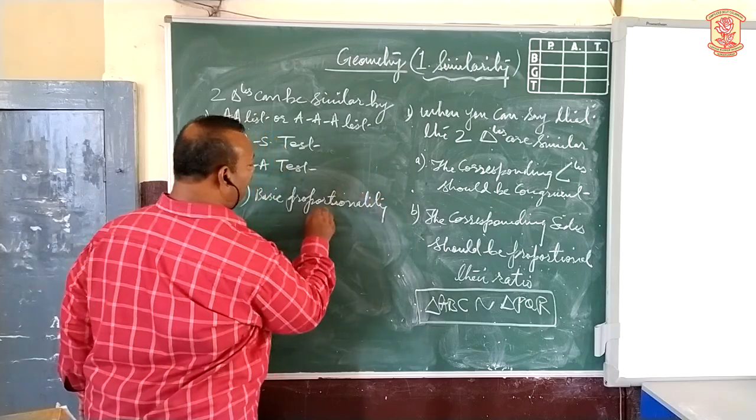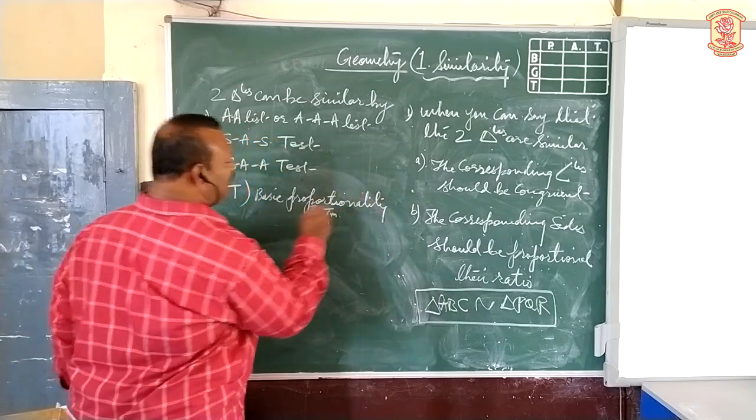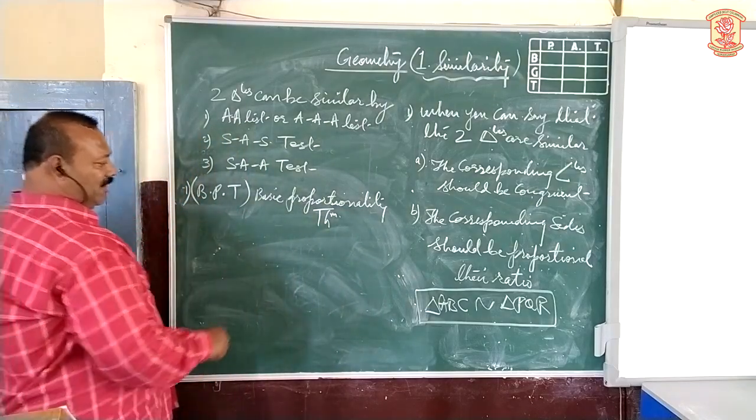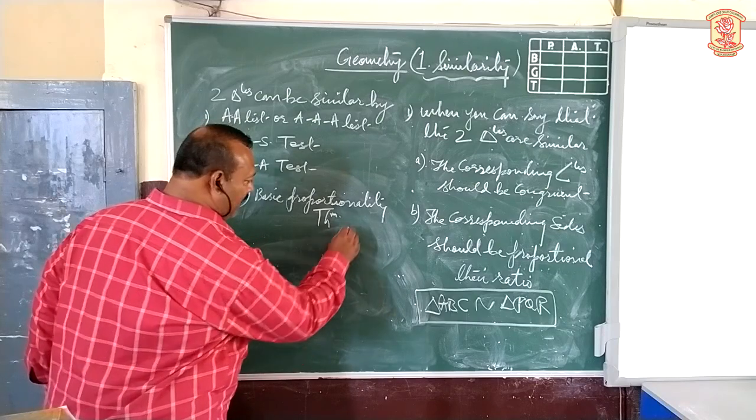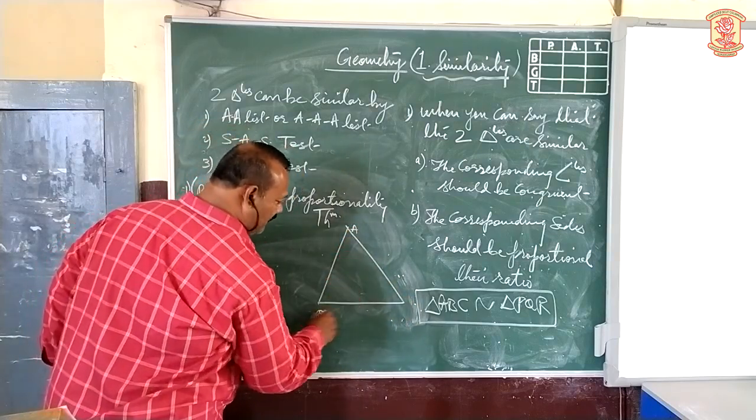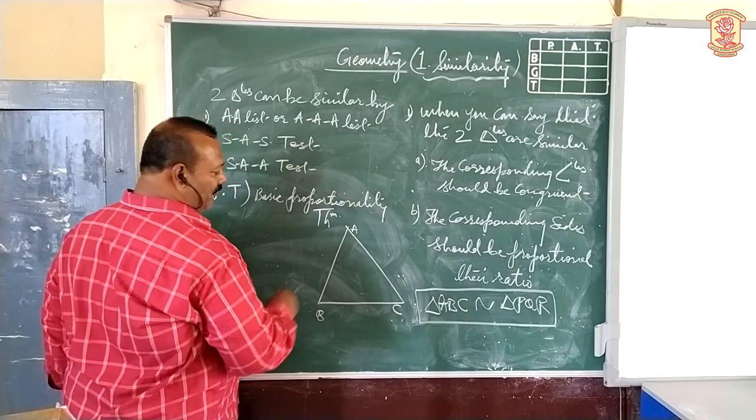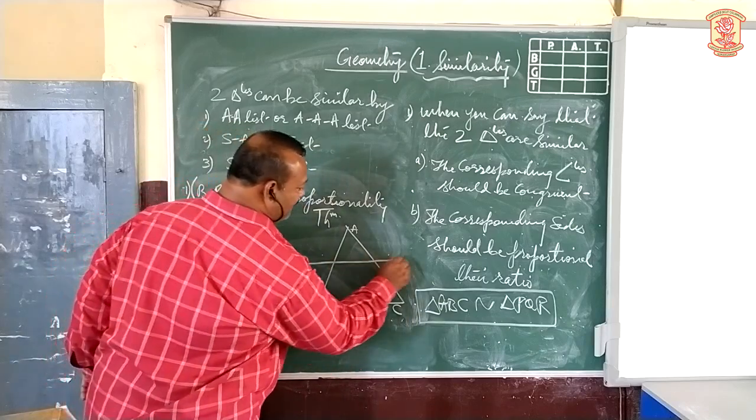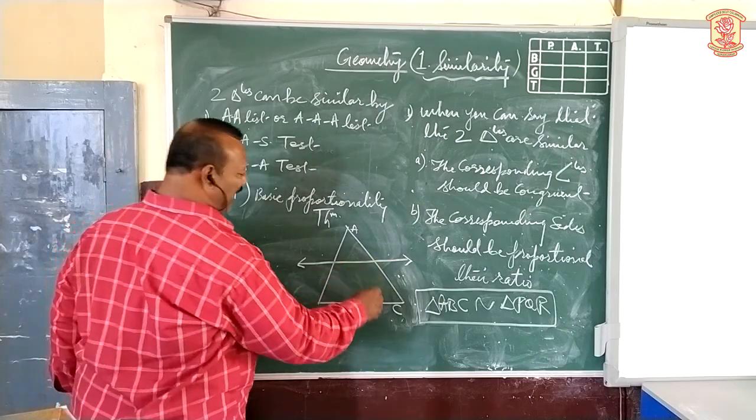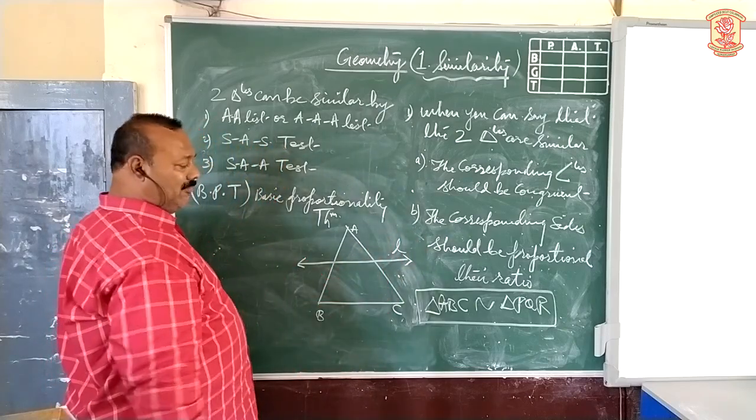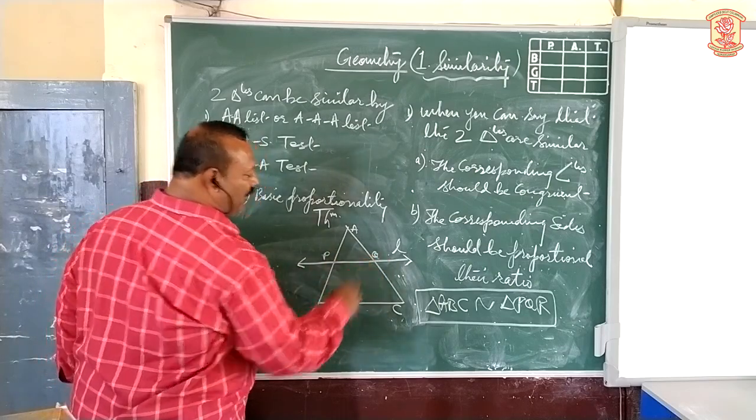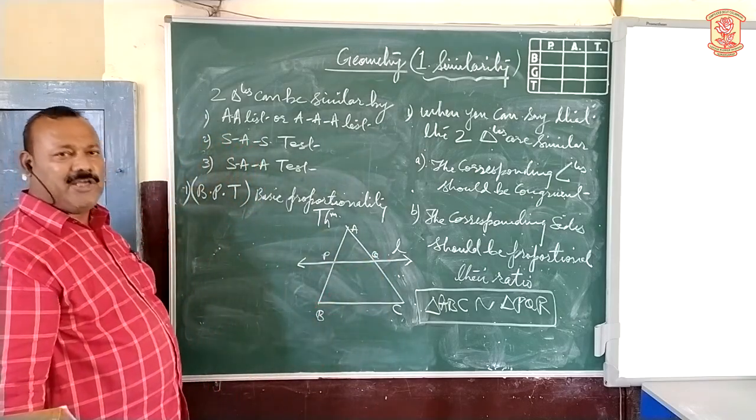Basic proportionality theorem. In short, we write it as BPT. What does it say? For example, a triangle is there. This is triangle ABC. This line cuts the two sides AB and AC in two distinct points. For example, this is line L. Line L cuts AB and AC in two distinct points. For example, that is point P and Q.